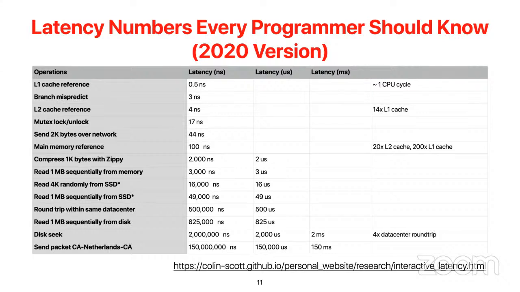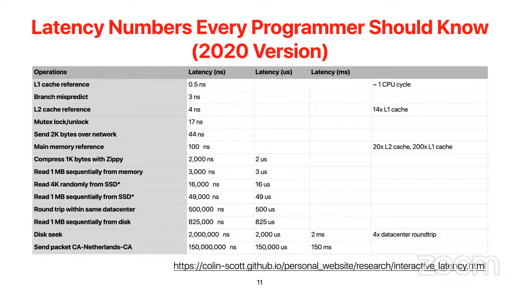And if you use CPU instruction to do locking and unlocking, that would take 17 nanoseconds. If you want to send 2K bytes over the network, that would take 44 nanoseconds. If you want to reference the main memory, that will take 100 nanoseconds. If you want to compress data, that will take 2 microseconds. Read 1 megabyte from the memory, that will take 3 microseconds.